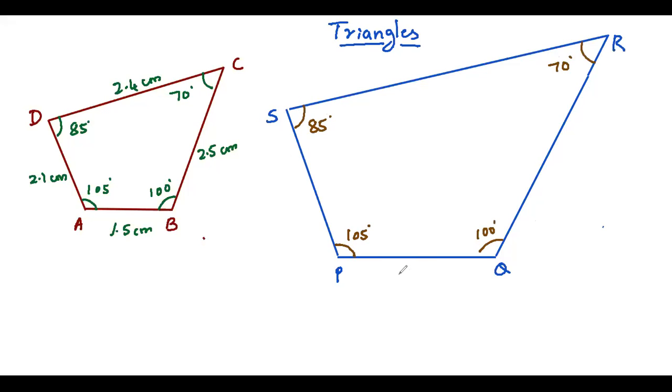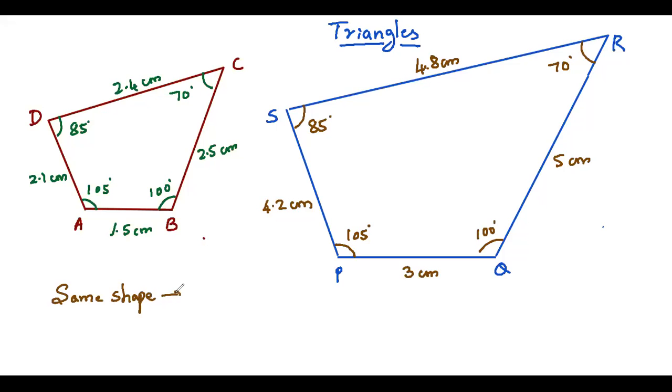But PQ is 3 centimeter, QR is 5 centimeter, RS is 4.8 centimeter, and SP or PS is 4.2 centimeter. Now tell me students, what is your observation? Are they having the same shape? Yes. So now they are having the same shape. So how did I say they are having the same shape?